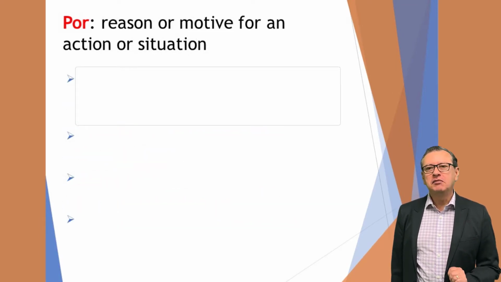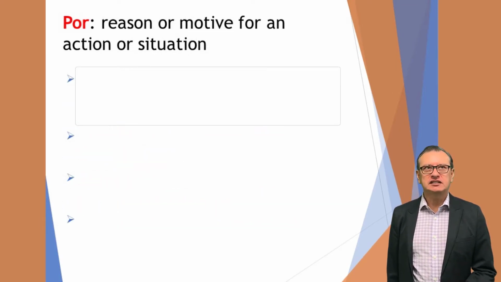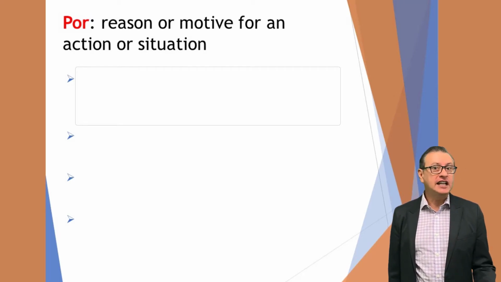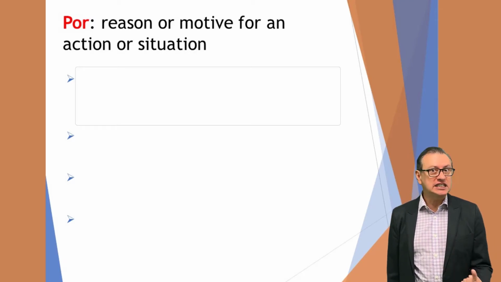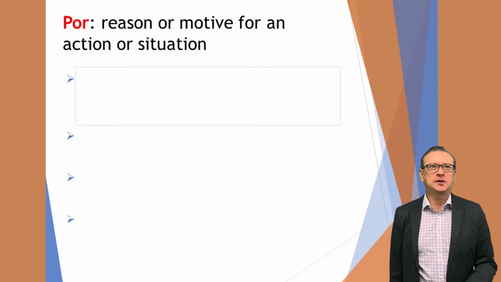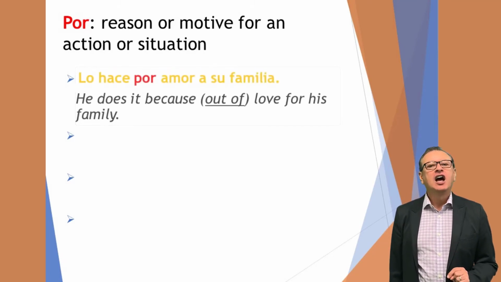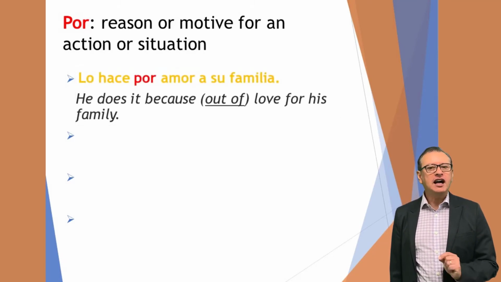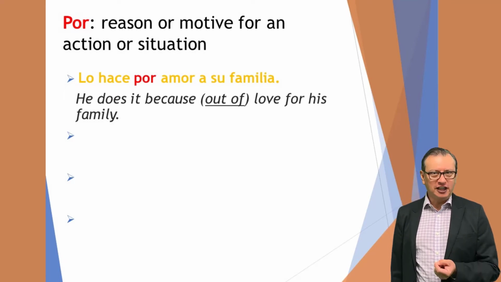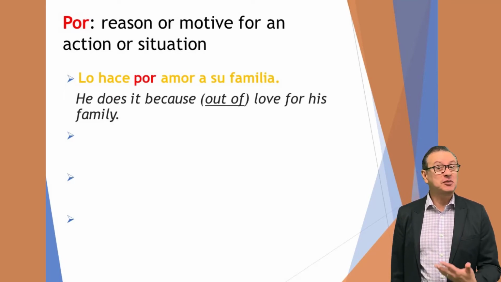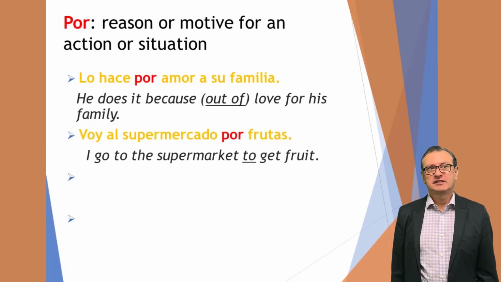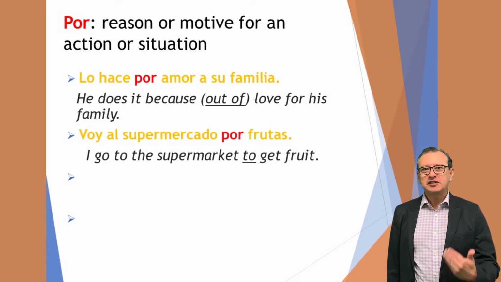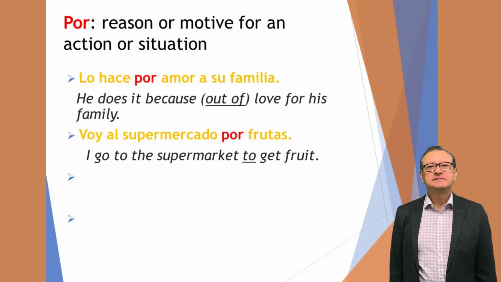Por is mostly used to give the reason why you perform an action or why something happened. So it's very important to distinguish the reason so we know when to use por. Take a look at this sentence. Lo hace por amor a su familia, out of love. So that's the reason. That's why we use por. Voy al supermercado por frutas. Fruta is the reason why I go to the supermarket.